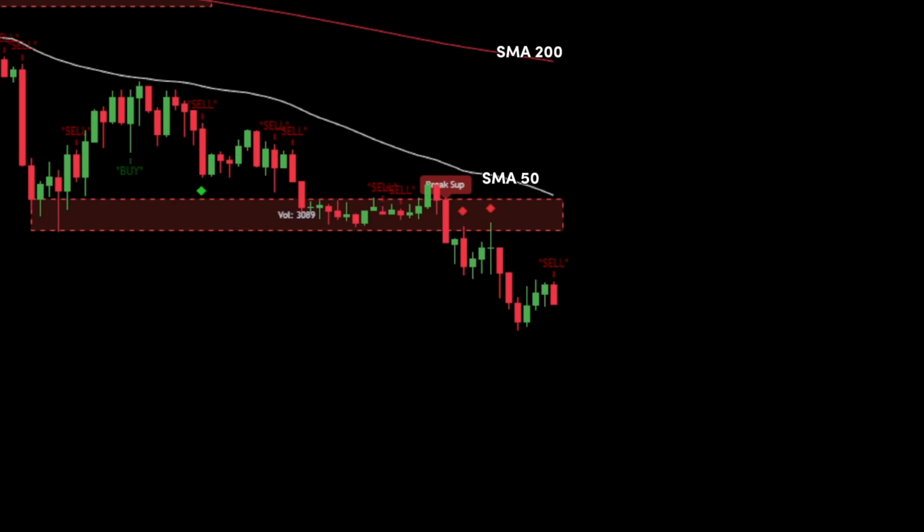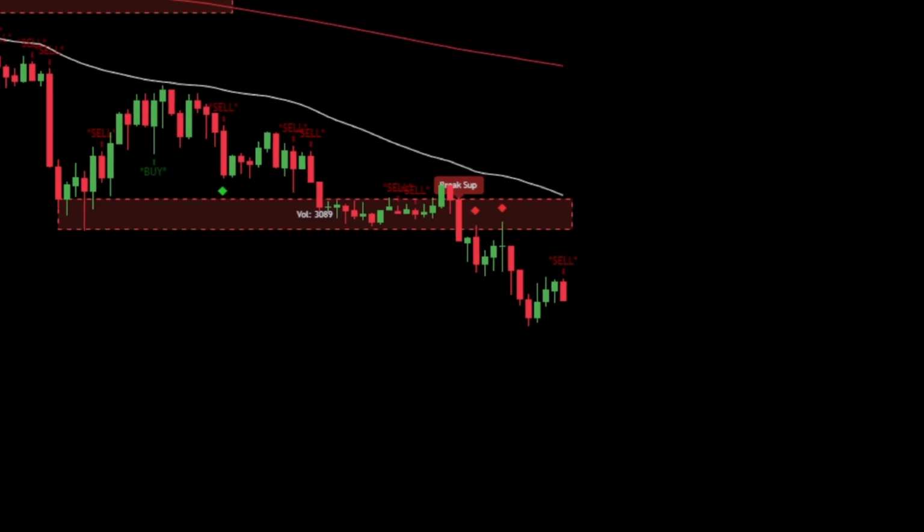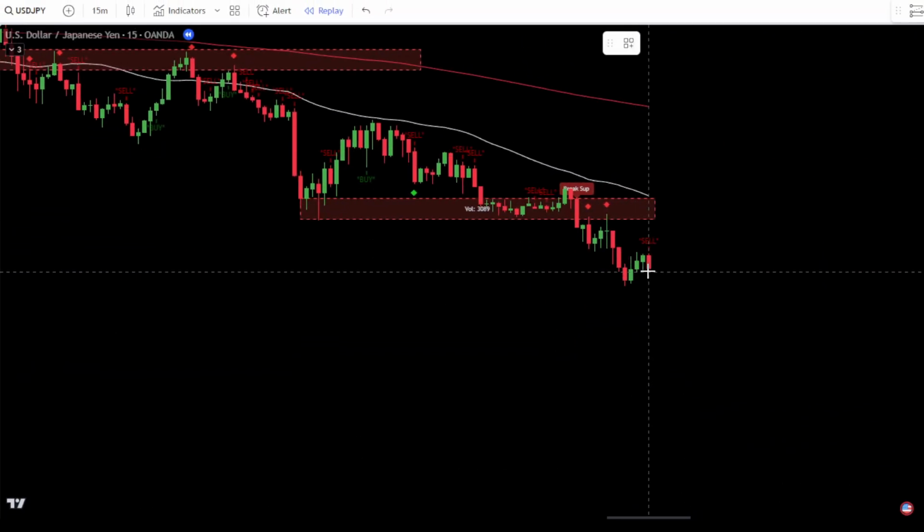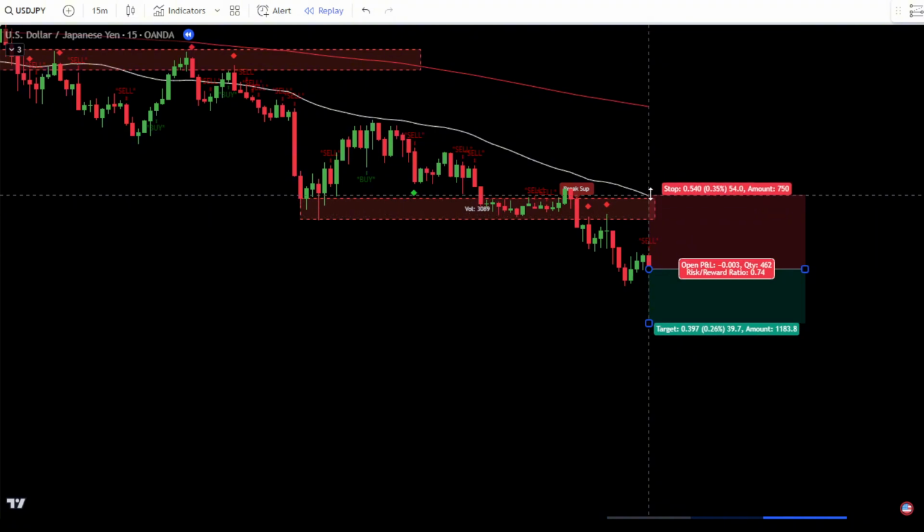Ensure that the moving average ribbon indicator shows a bearish trend. For final confirmation, make sure the candlestick formed is a bearish candlestick. If all conditions are met, you can place a sell order after the bearish candlestick has closed.